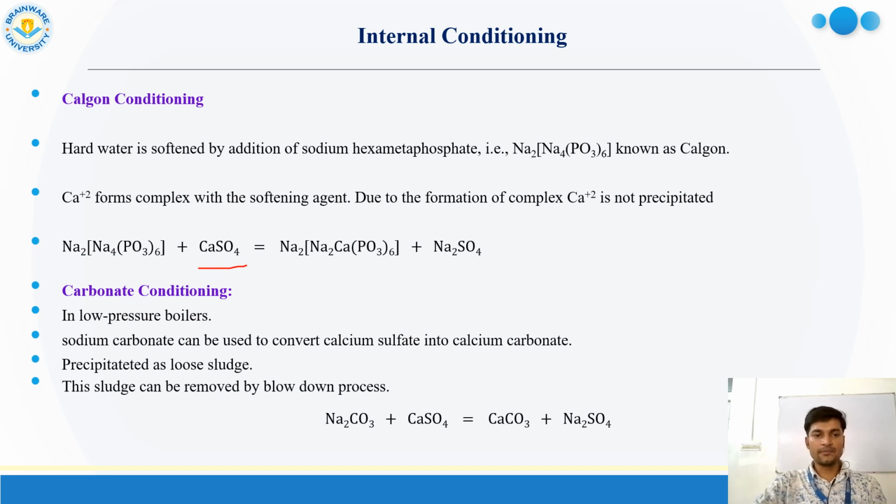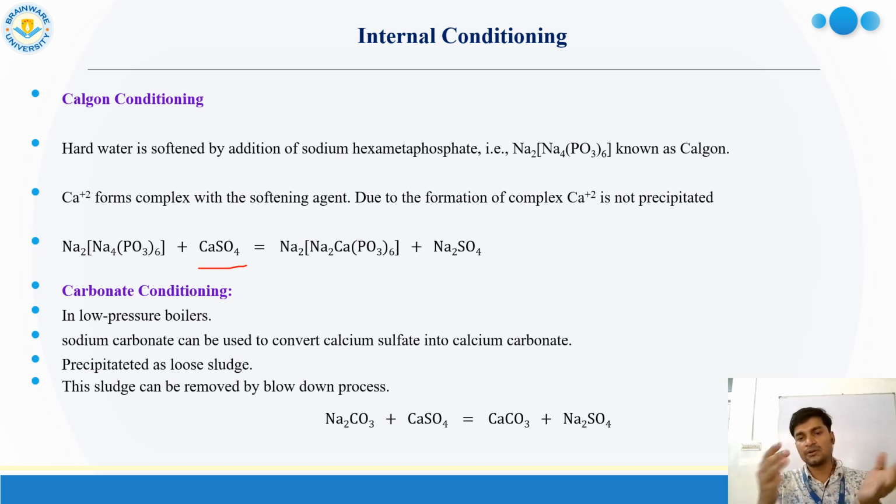Another is sodium carbonate conditioning. Normally in a low pressure boiler, we use this technique, where we use sodium carbonate as a material that reacts with many hard salts, calcium sulfate or maybe calcium chloride, forming calcium carbonate and sodium sulfate. And that calcium carbonate is precipitated out. By the blow down process, you can easily wash them from the boiler.